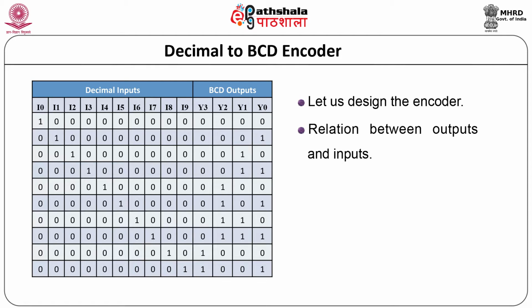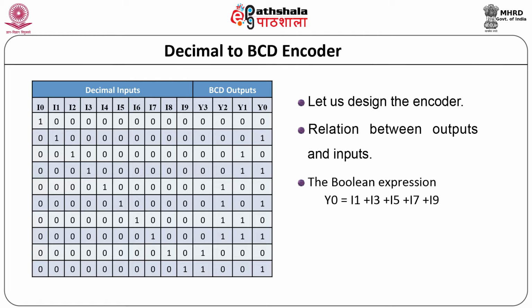Let us design the encoder. As the number of inputs is 10, K-maps cannot be used to derive the Boolean expression. The Boolean expression can be directly obtained from the truth table through visual inspection. Output Y0 is 1 if any of the inputs I1 or I3 or I5 or I7 or I9 is 1. Then the Boolean expression is Y0 is equal to I1 or I3 or I5 or I7 or I9.